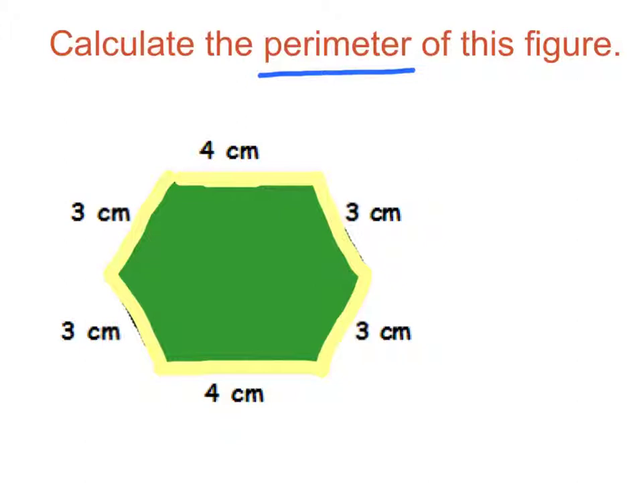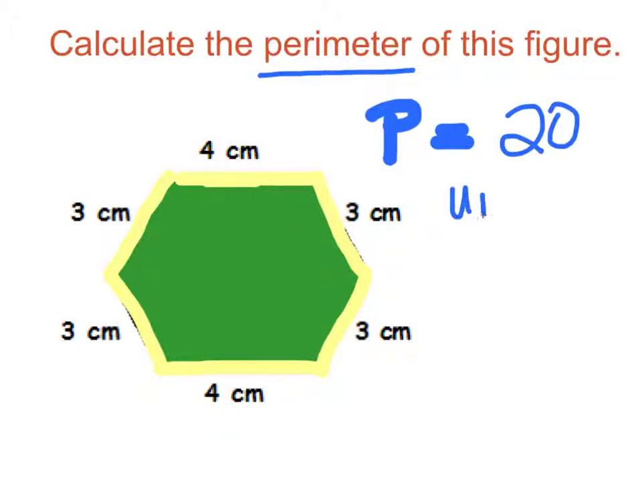So the perimeter of this figure is 20 units. They are not square units because we're working with linear measure. 20 units is this figure's perimeter.